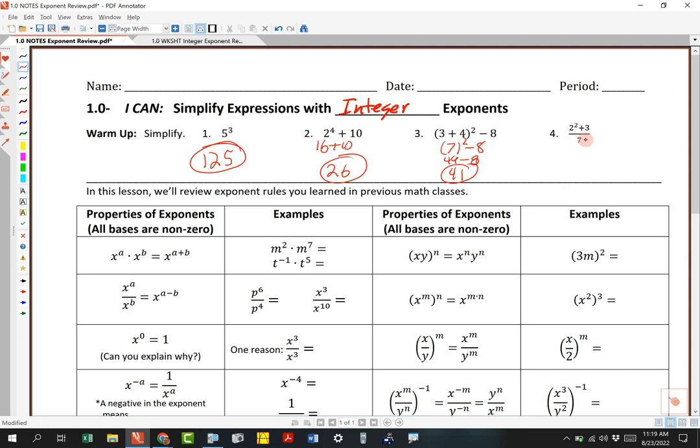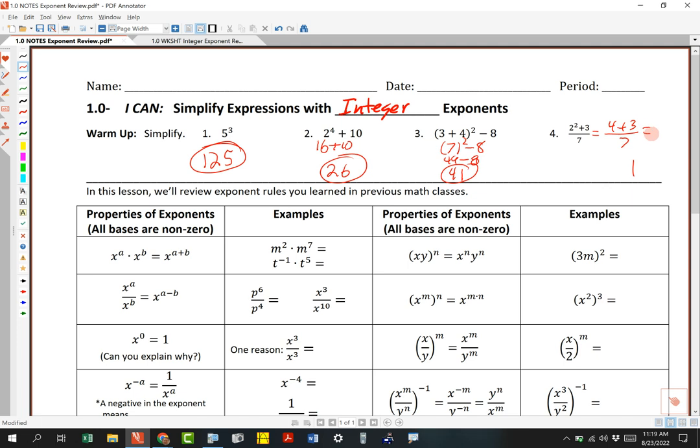Okay. Volunteer for this one? D. Yeah, 1. You got 1. Okay. Tell me how you got 1. I'm not quite sure about that. 2 to the power of 2 equals 4. 2 squared is 4 plus 3 is 7, okay? And then 7 over 7 equals 1.